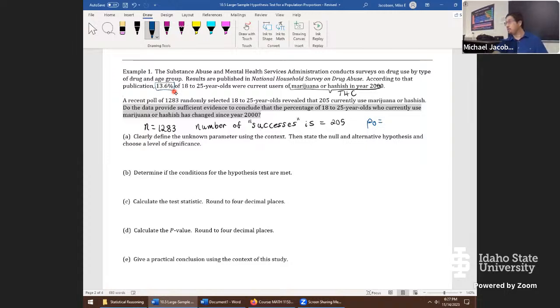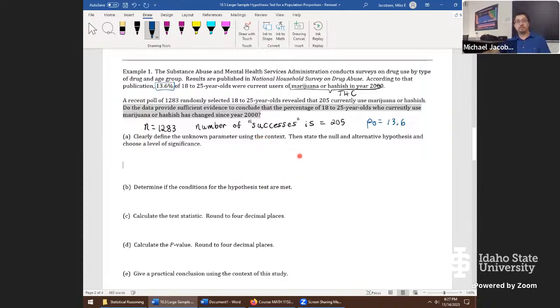So the moment we see this, we've got a hypothesized value. This was from the year 2000 data. The population of 18 to 25-year-olds said about 13.6% were current users of THC. But now we're dealing with a recent poll, so we're wondering, did the population change? Has the value, well, that's literally what they said. Has it changed? Has it gone up or has it gone down?